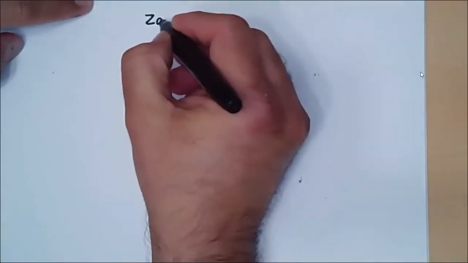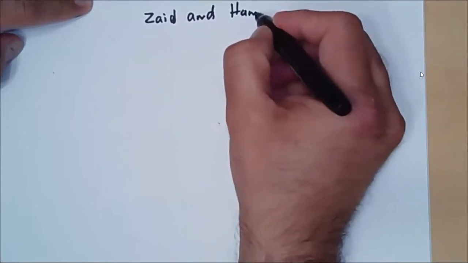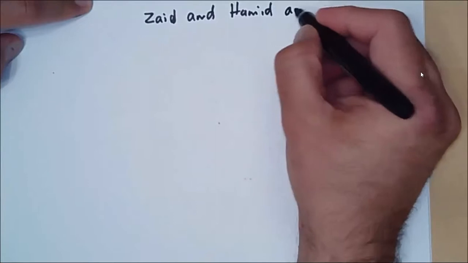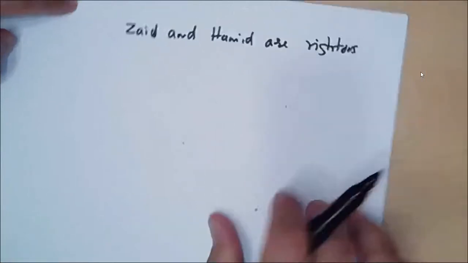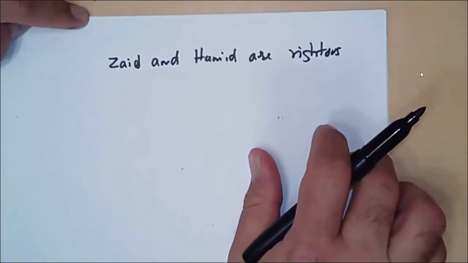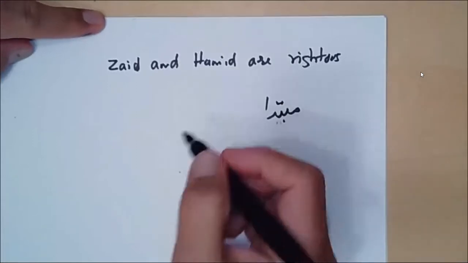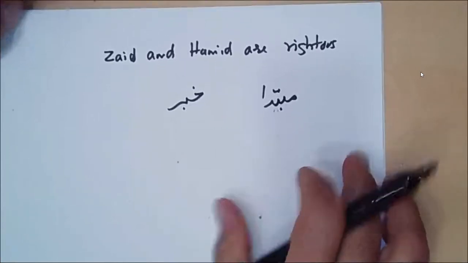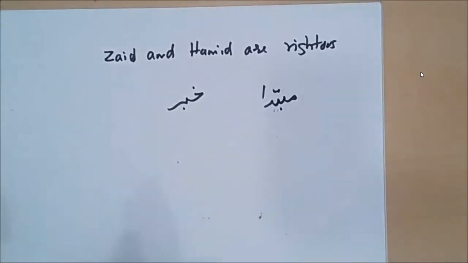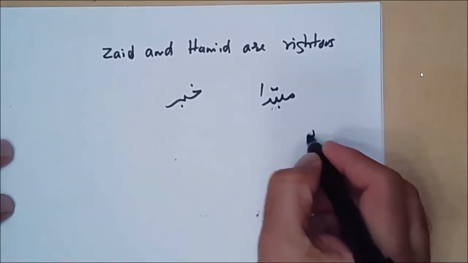Okay, so let's try another sentence. We say: Zaid and Hamid are righteous. What is the mubtada here? And by the way, please give a chance to the people who are quiet so that they also get to learn this. Zaid and Hamid are the mubtada.